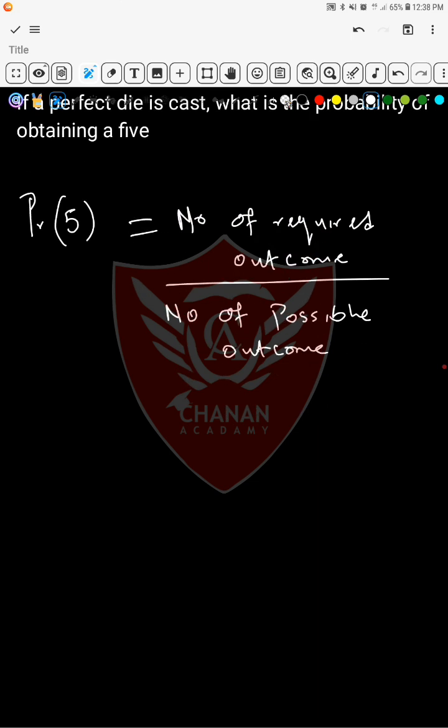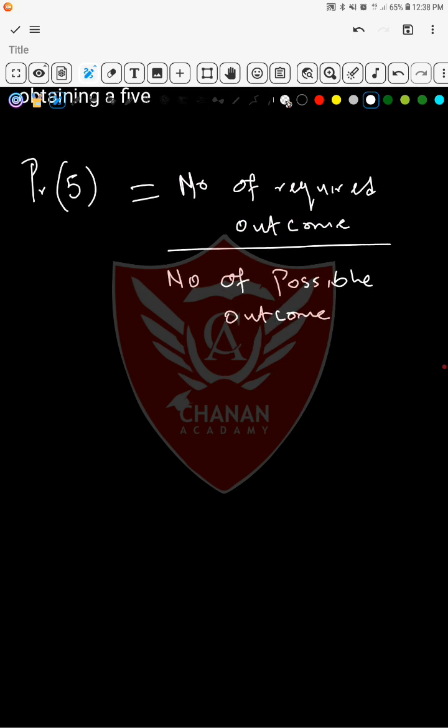So what's the number of possible outcome? It's a die, not a dice. A die is a singular dice. How many faces does a die have? It is 6. So we have 6 possible outcomes, which are 1, 2, 3, 4, 5, or 6. So what's the number of required outcome of getting a 5? It's just 1.